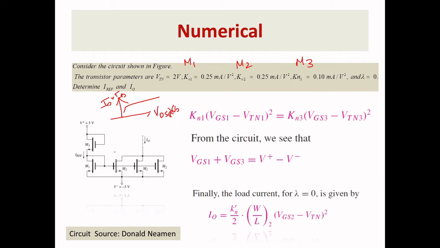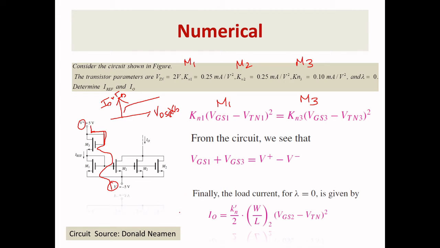Here M1 and M3 are in series, so I have written the M1 equation. It is the current equation for a diode-connected MOSFET: KN1 (VGS minus VTN) whole square. For the M3 transistor: KN3 (VGS3 minus VTN3) whole square. When you apply KVL across this loop, you get VGS1 plus VGS3 equal to V plus minus V minus.